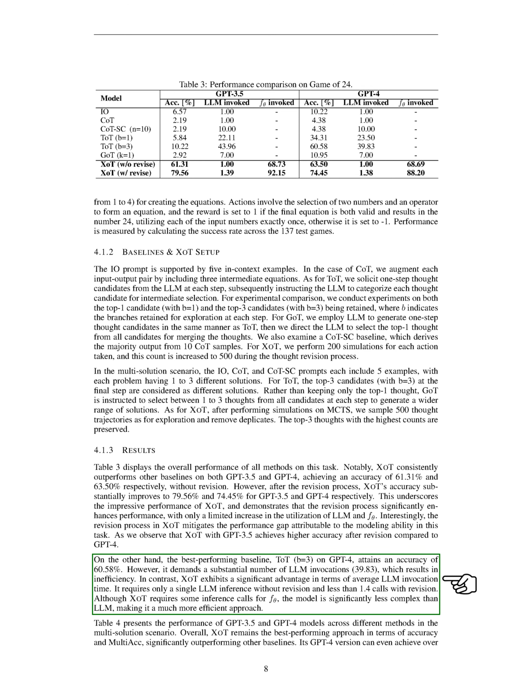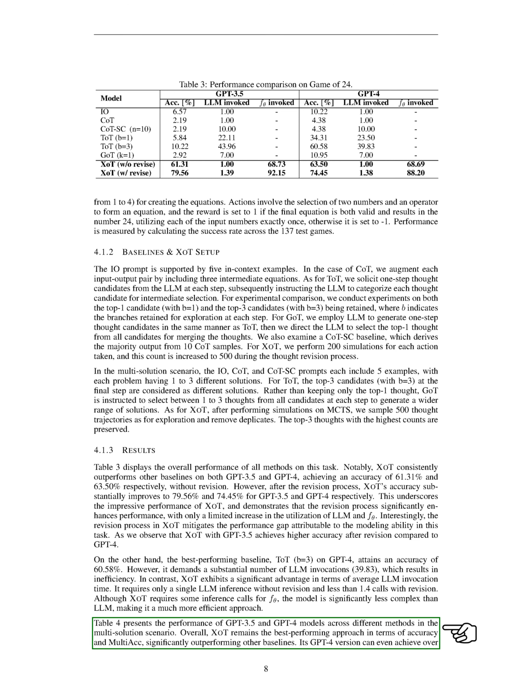However, it requires a significant number of LLM invocations, 39.83, which results in inefficiency. In contrast, XOT is much more efficient, requiring only a single LLM inference without revision and less than 1.4 calls with revision. Even though XOT requires some inference calls for the function f_theta, the model is significantly less complex than LLM, making it a much more efficient approach.